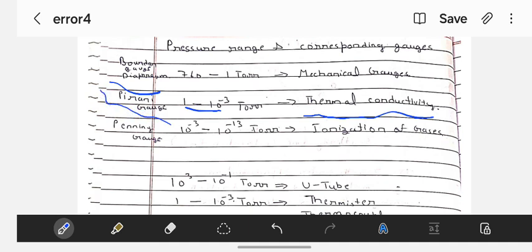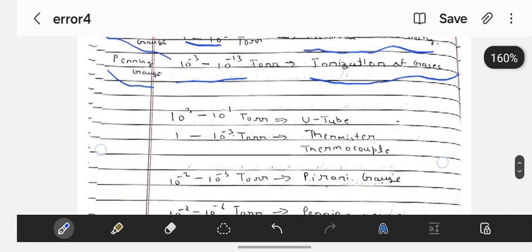Then, if you need to measure very small pressure, that is 10 to the minus 3 to 10 to the minus 13 torr, this is like a vacuum case. Not exactly vacuum, but it is very small pressure. So you will use the ionization of gases experiments. The name of that instrument is the Penning gauge. We use it to measure this pressure.